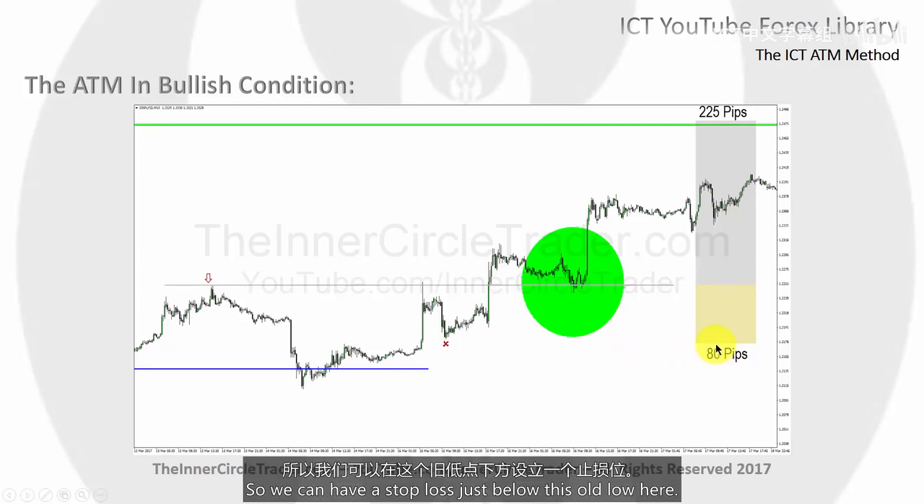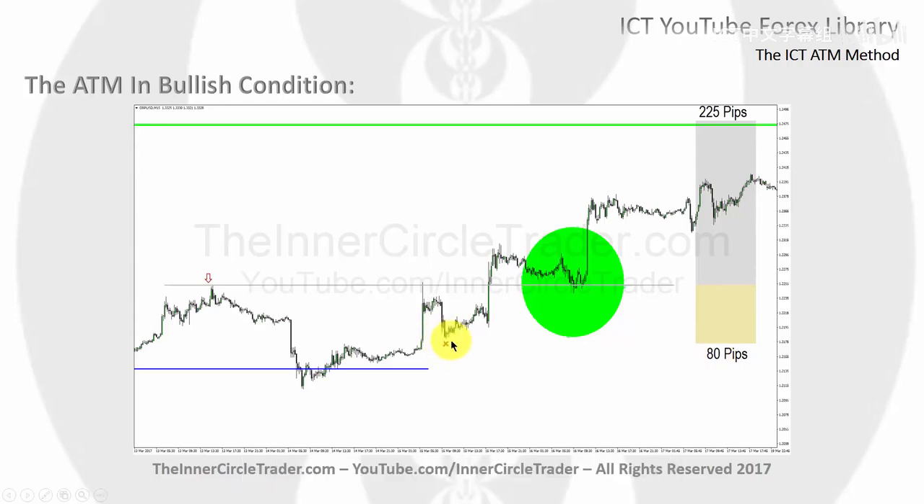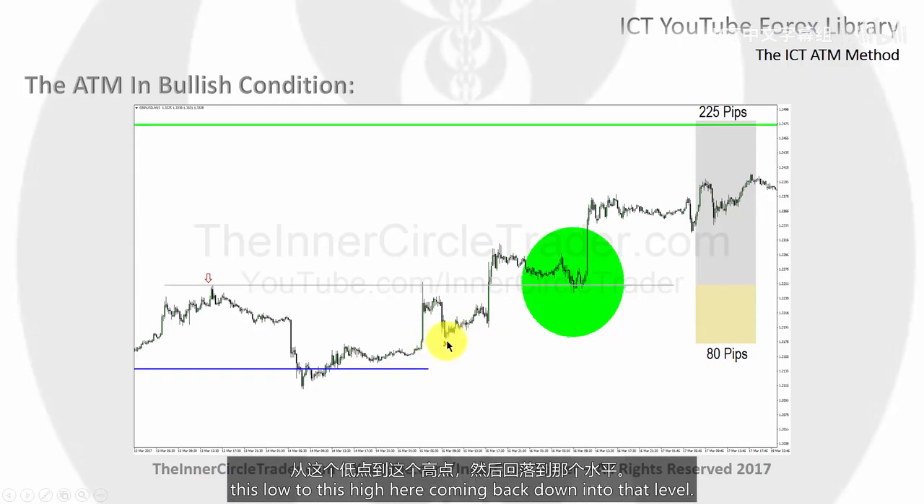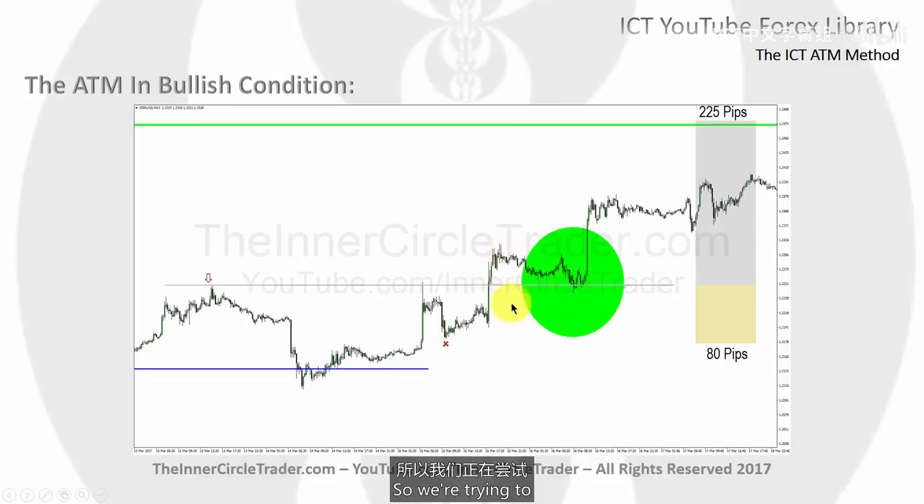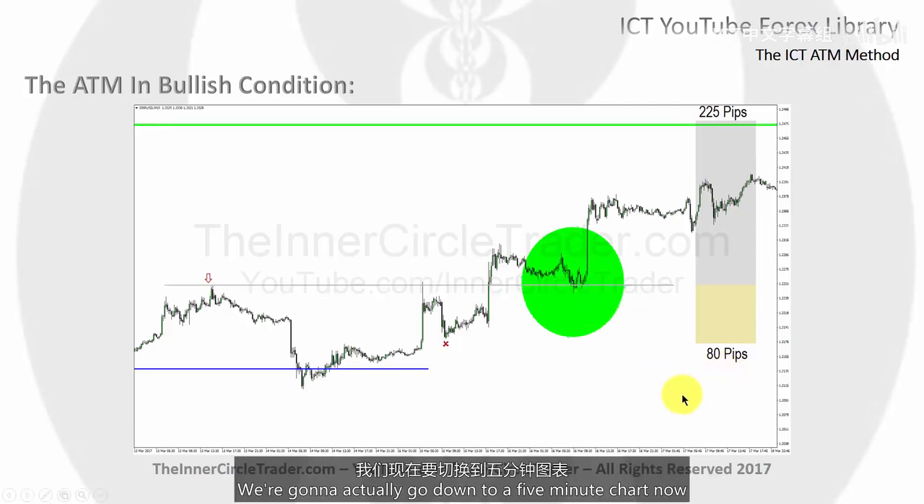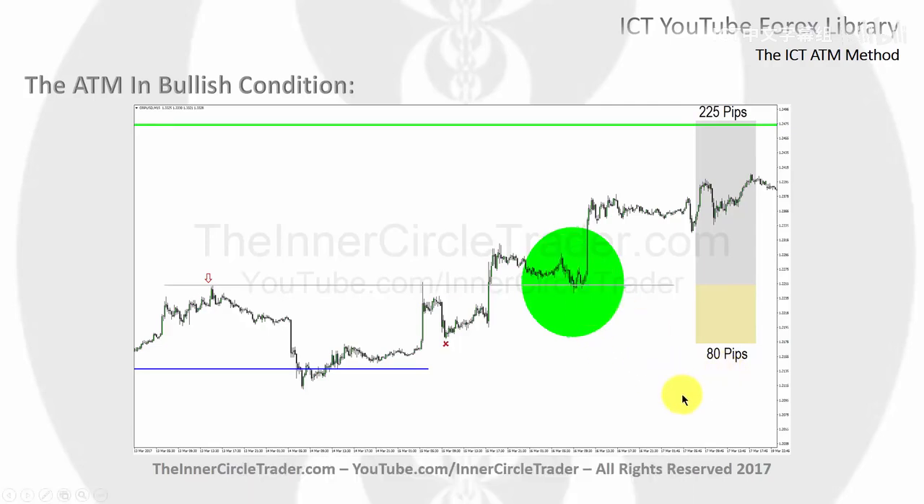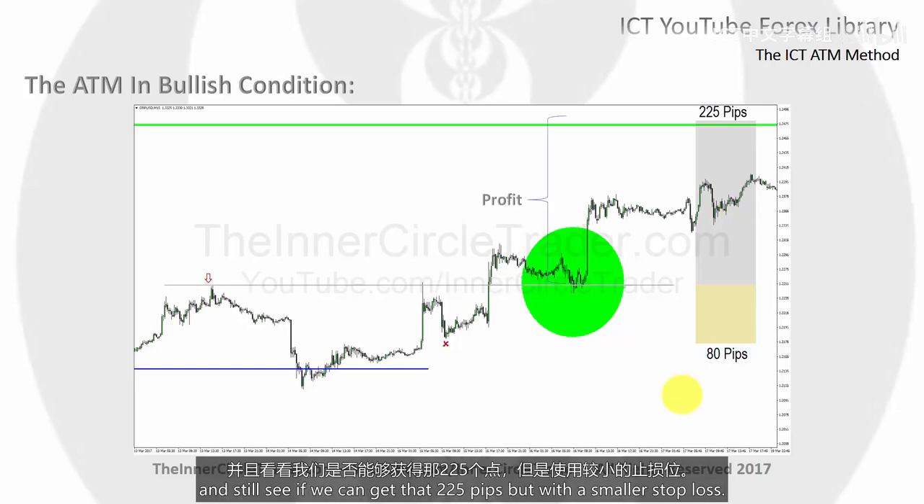So we can have a stop loss just below this old low here. Okay, so we have this low to this high here coming back down into that level. So we're trying to give ourselves a little bit more of a better risk to reward model here. Right away, we're almost at 3-to-1. So that's improved. But watch what we do when we zoom in a little bit more. We're going to actually go down to a 5-minute chart now and still see if we can get that 225 pips, but with a smaller stop loss.